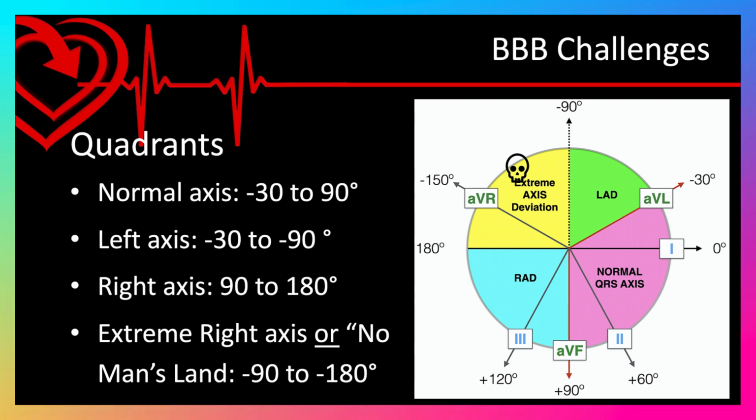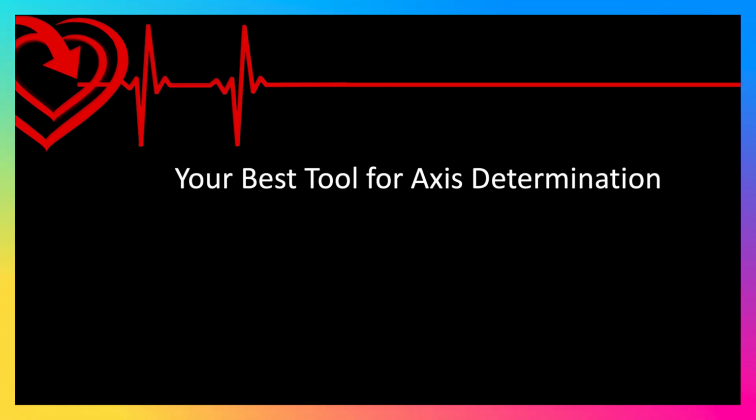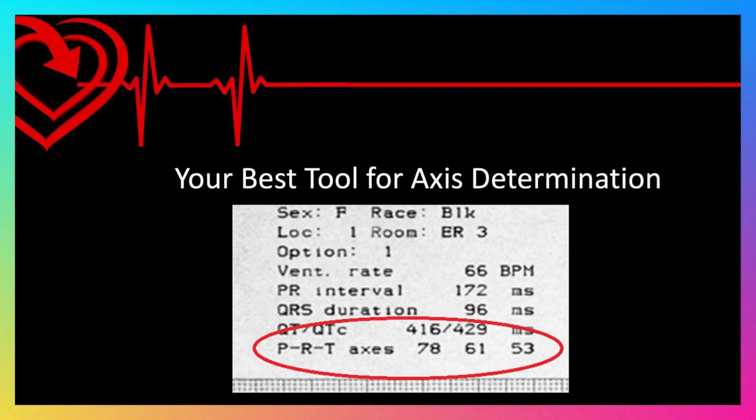And the last example shown here, kind of labeled no man's land, extreme axis deviation, this is showing you that the majority of the electricity in this patient's heart is moving from the bottom left to the top right, which is typically going to be associated with a ventricular rhythm, a ventricular tachycardia, or incorrect lead placement. If you have a healthy, normal-looking patient and you have extreme axis deviation, it's likely that you actually have your leads hooked up incorrectly. So your best tool for axis determination is your monitor.